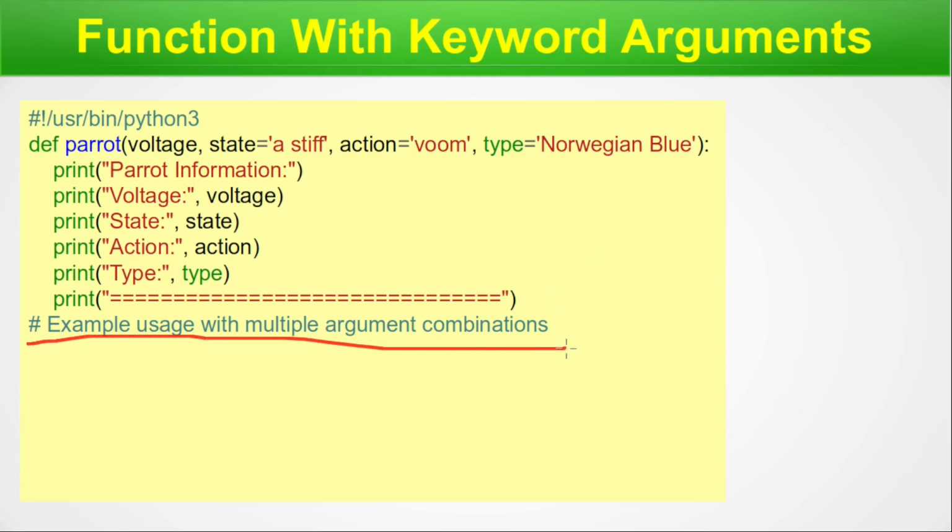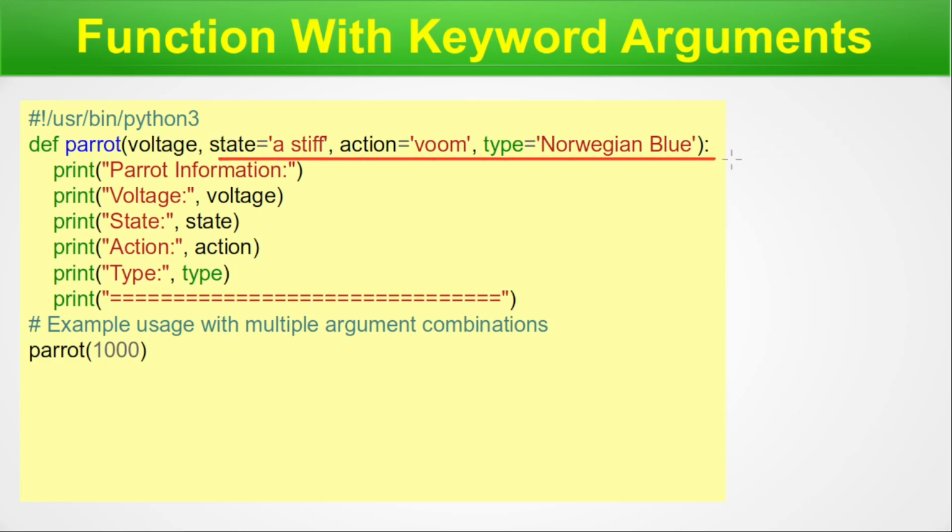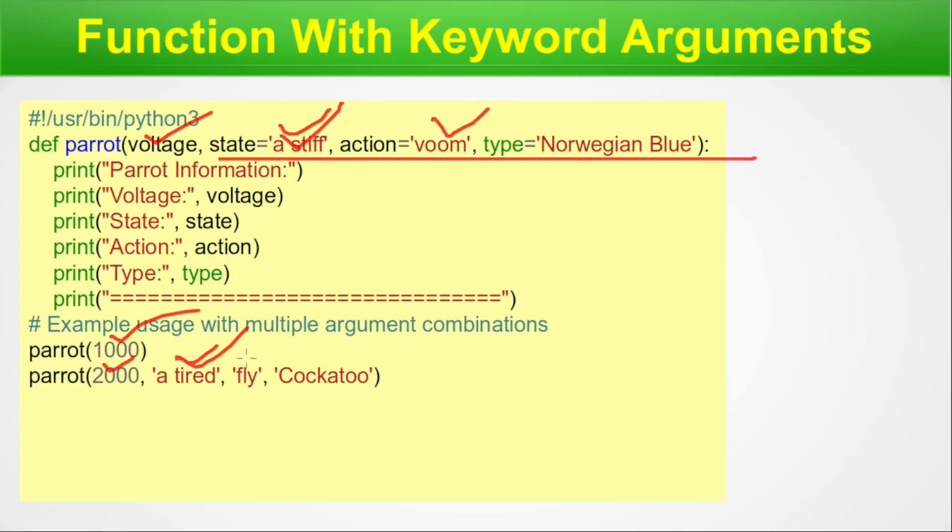So, example usage of the multiple argument combinations. The first combination is parrot and 1000. When the rest of the things are defined, we are only giving the voltage value 1000. Next, we are giving the voltage value 200 and here we give tired. Instead of boom, we have fly here, and instead of Norwegian blue, we have cockatoo here. So we are overriding the keyword values.